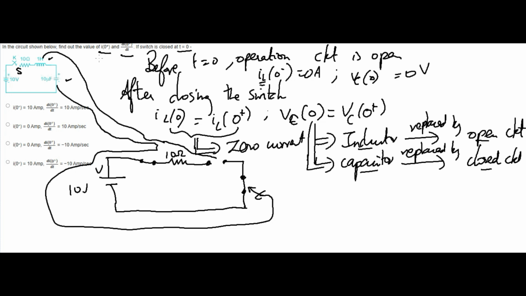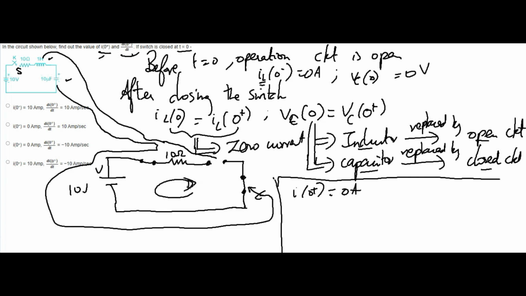Now we have to calculate I of 0 plus and dI of 0 plus by dt. Now we can go for the calculation, which is very easy. I of 0 plus is equal to 0 amps at the beginning, because the current would have to flow through the open circuit, which is not possible. It will surely be 0.